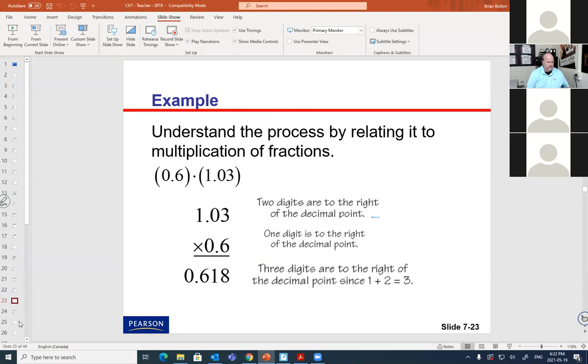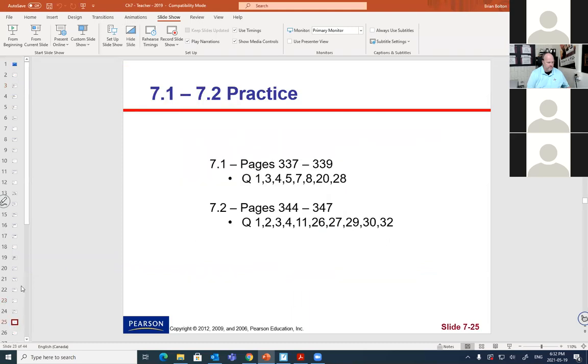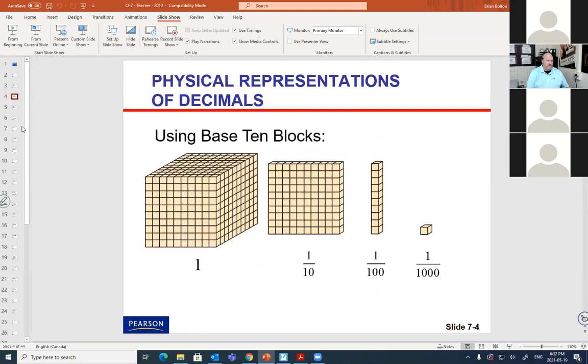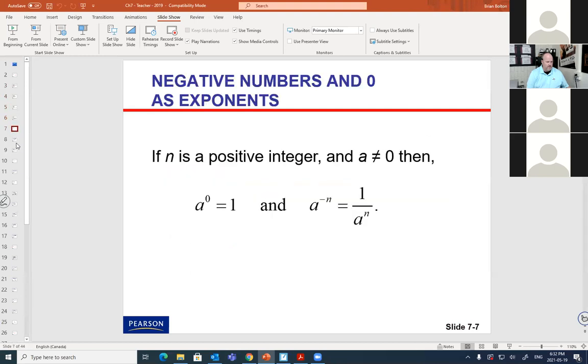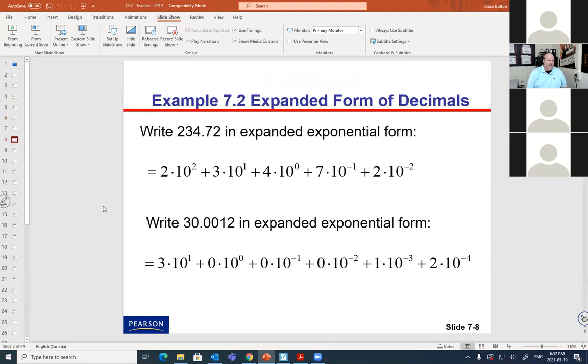What's the difference between expanded form and expanded exponential form? Expanded form would be, hang on, we were just there. This is expanded exponential because it's 10 to the 2. So if you just had it in expanded form, it would be 2 times 100. And this would be 3 times 10. You just don't have the exponents up there.